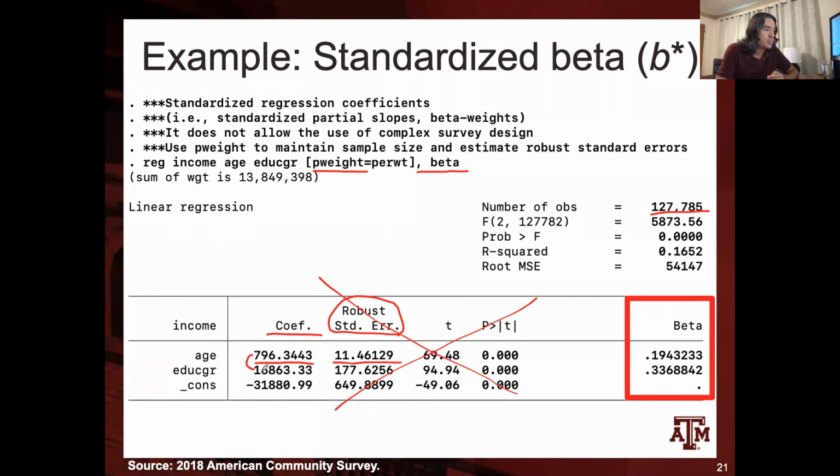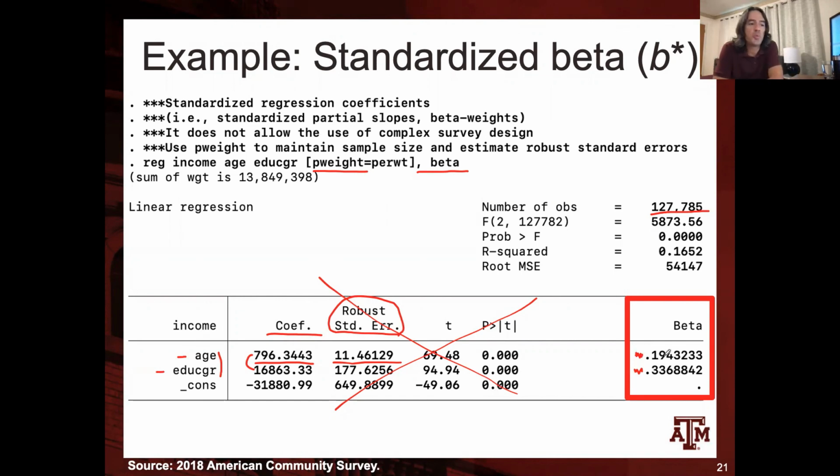I cannot compare these two here because they have different units, right? This one is 1 year of age. This one is education groups. But I can compare these two here, right? This is not a minus. I can compare this person here to this other person here, okay?